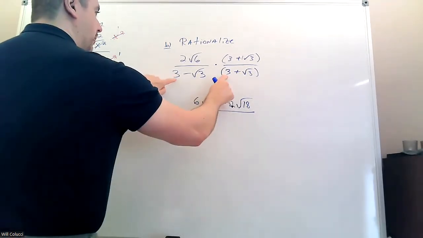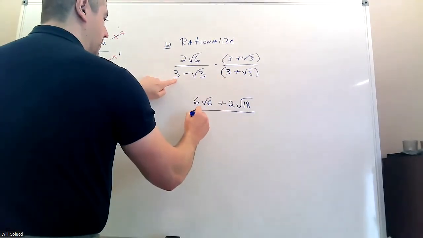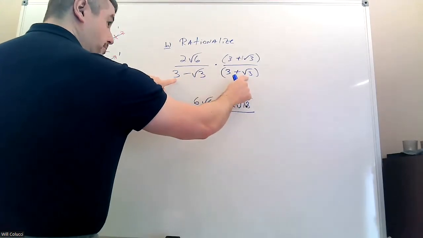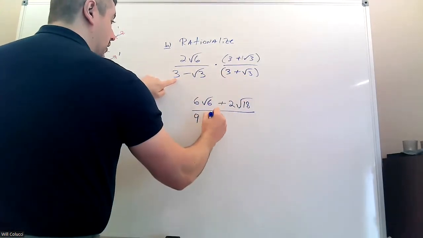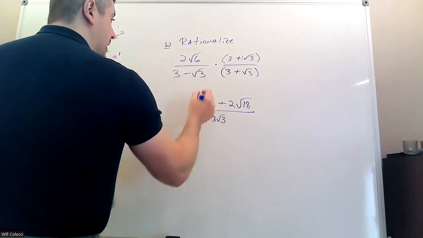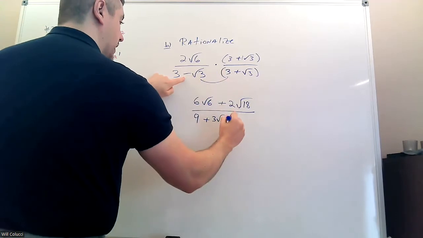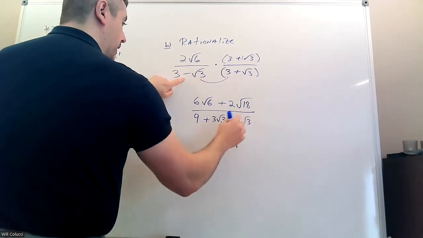So now you've got to FOIL the bottom. You get 3 times 3, which is 9. On the outside, you have a positive 3 times a positive radical 3, so that's 3 radical 3. Now in the inner, the middle, you get negative radical 3 times 3. That's minus 3 radical 3.